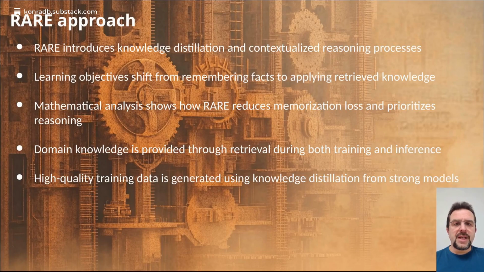The mathematical analysis shows how RARE transforms the learning objectives. Instead of learning to remember, models learn to reason with provided information. This creates models that can efficiently use external knowledge bases without sacrificing reasoning quality. The approach uses distillation from larger models to create high-quality training examples.